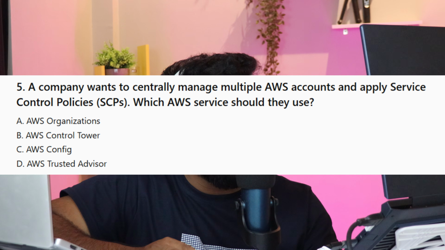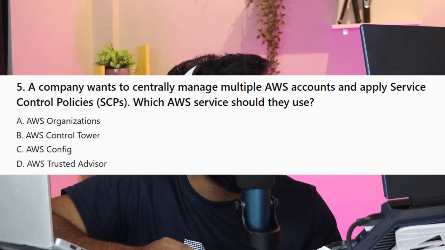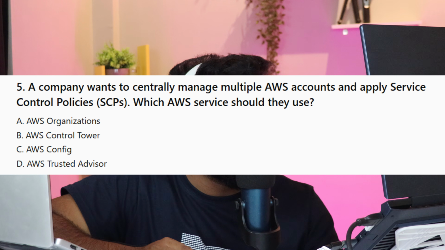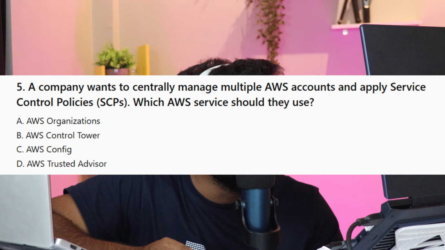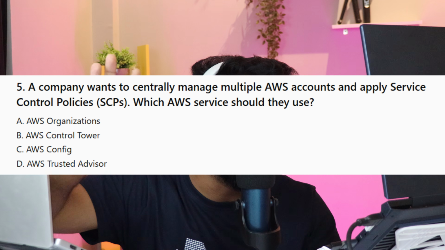A company wants to centrally manage multiple AWS accounts and apply service control policies, SCPs. Which AWS service should they use? Option A, AWS Organizations. Option B, AWS Control Tower. Option C, AWS Config. Option D, AWS Trusted Advisor. Let's rule out option D. Trusted Advisor is a different thing, it is not even near the question.